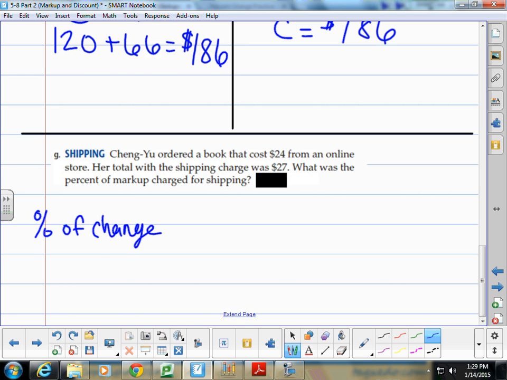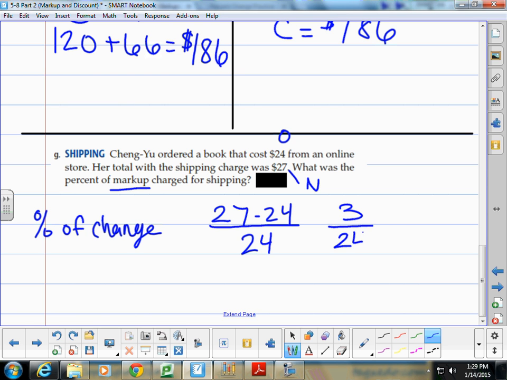We know the change is an increase because it's a markup. So we have to think, okay, she thought originally she was paying 24, and then her new cost at the end of her checkout online was 27. So $27 minus $24 over her original thought of 24. Because the book costs 24, the markup is the $3 in shipping, which you find out here. 27 minus 24 is 3, and that's 3 of the original. Okay? You divide those and you end up with 0.125.